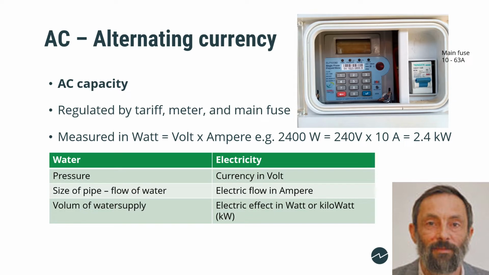A wide water pipe creates a large flow of water. A strong electric bulb or appliance is made for a large flow of electricity measured in ampere.